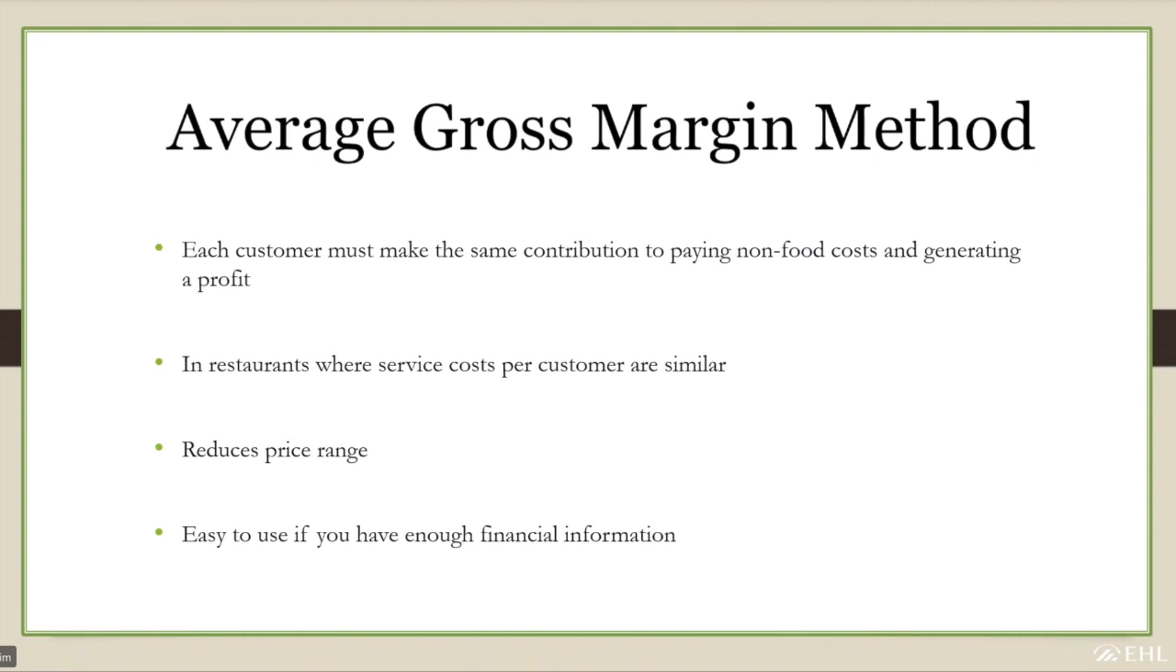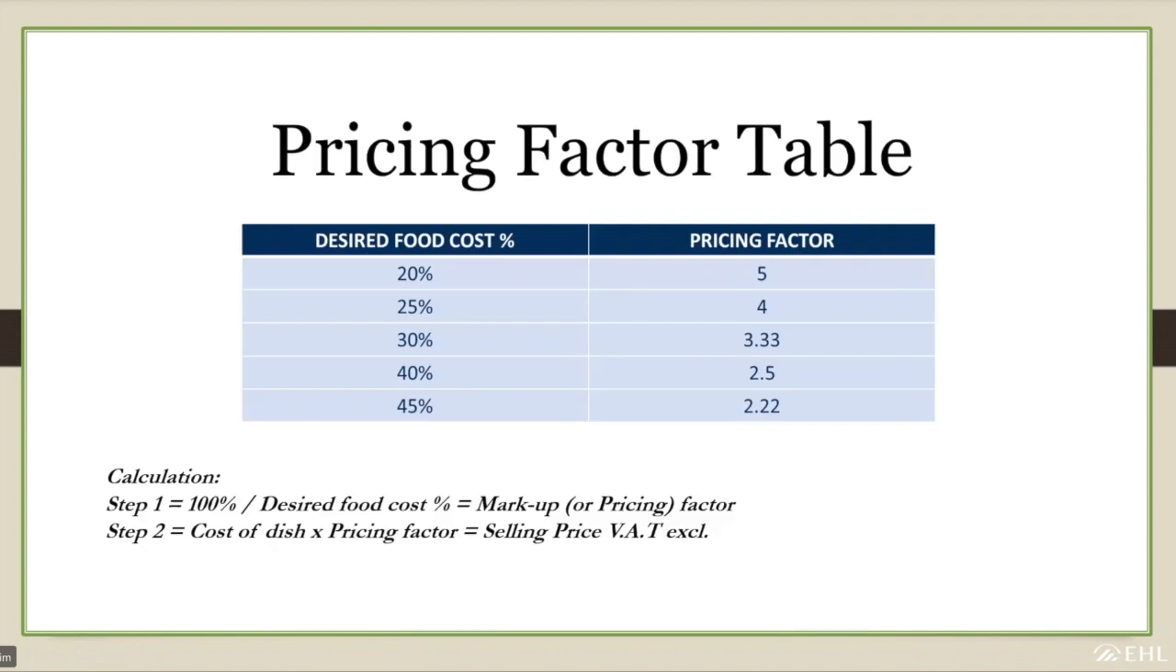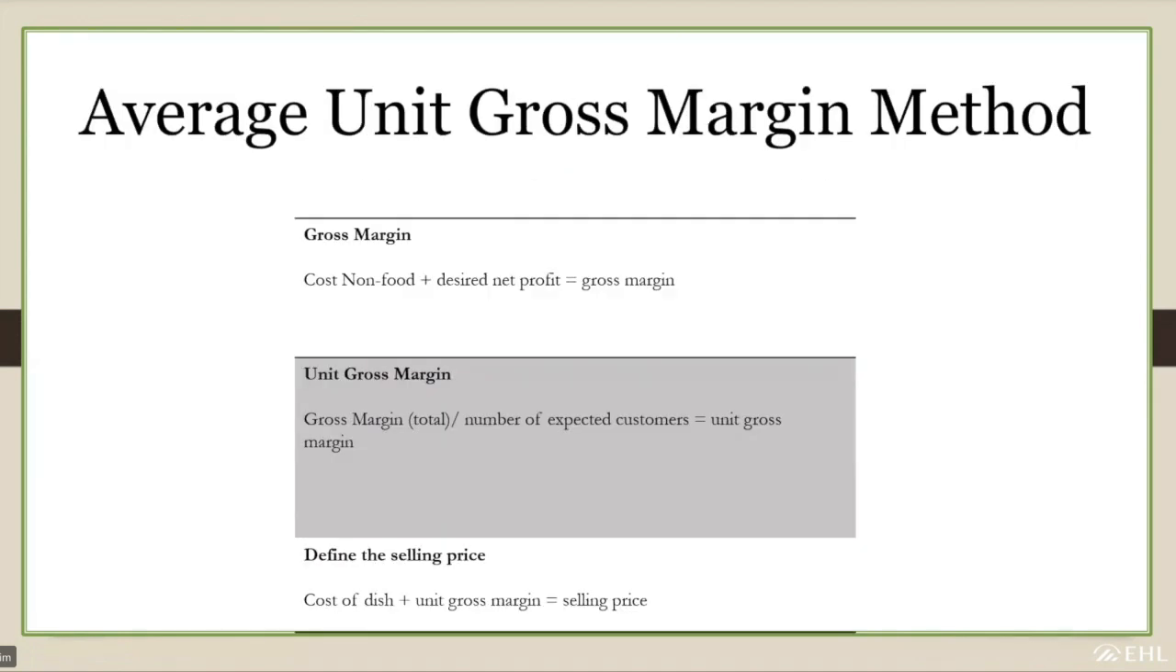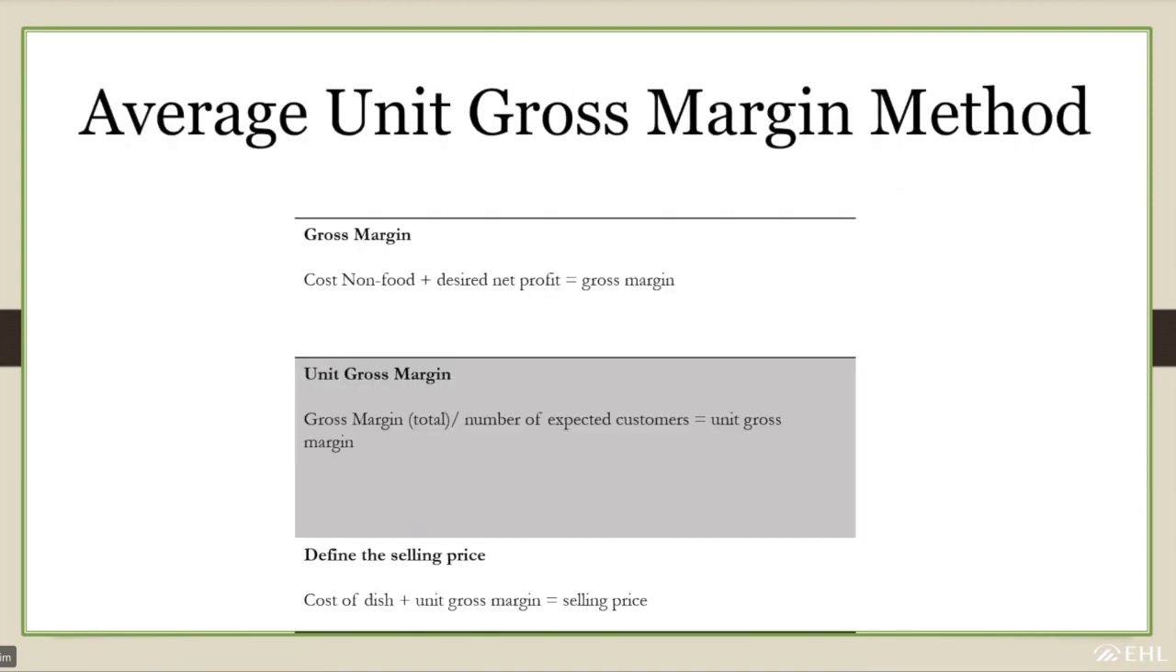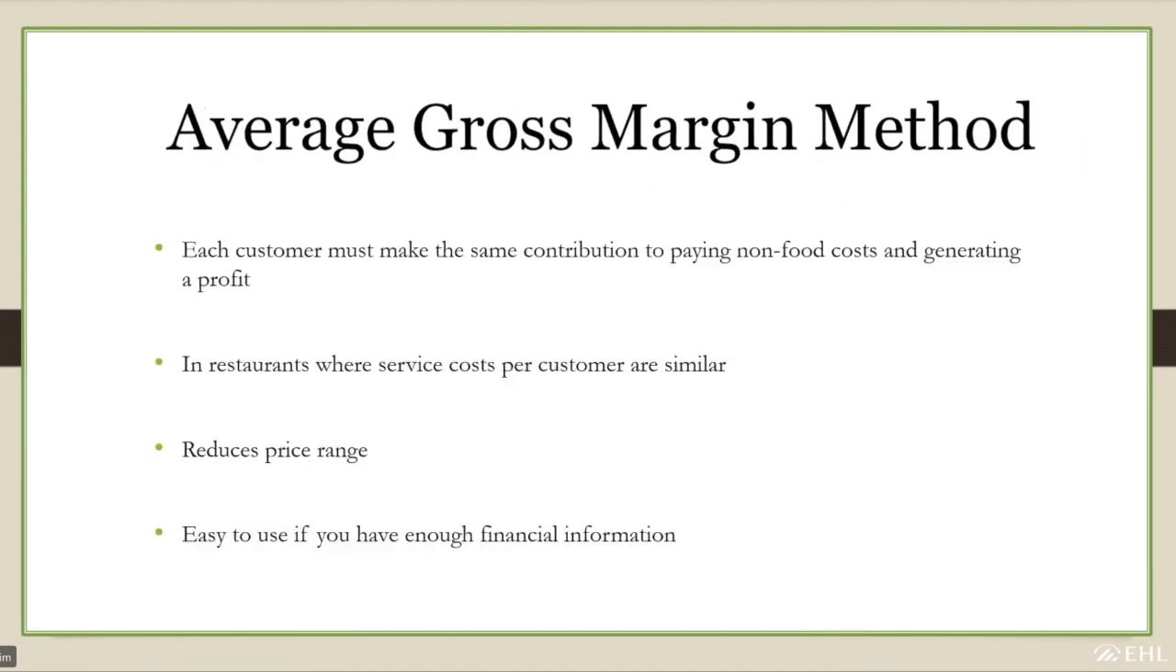And this is very easy to use if you have financial information. Obviously, if you don't have financial information, then you really have to go for the pricing factors, because especially if you start, for example, you would much rather use pricing factors than the average unit gross margin method, because you don't have any historical data.